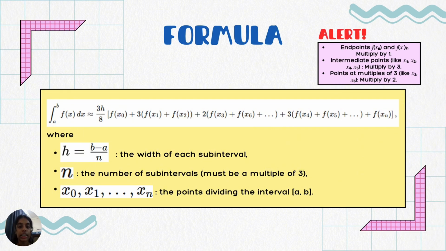We should take into consideration the endpoints f(x0) and f(xn). They should be multiplied by 1. And the intermediate points like x1, x2, x4, x5 must be multiplied by 3. Points at multiples of 3 like x3, x6 must be multiplied by 2. Note that in Simpson's 3/8 rule, each group of 3 subintervals uses 4 points.